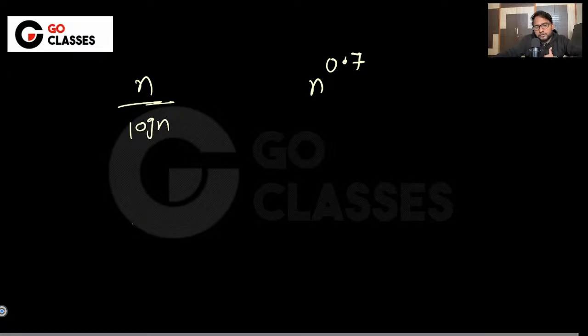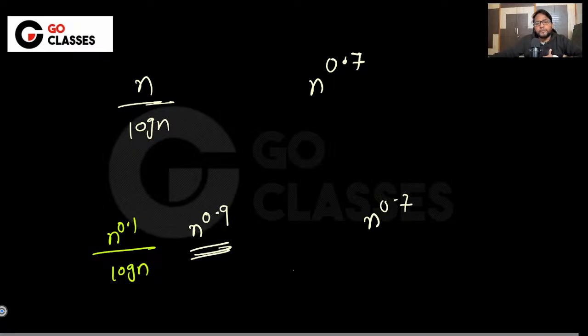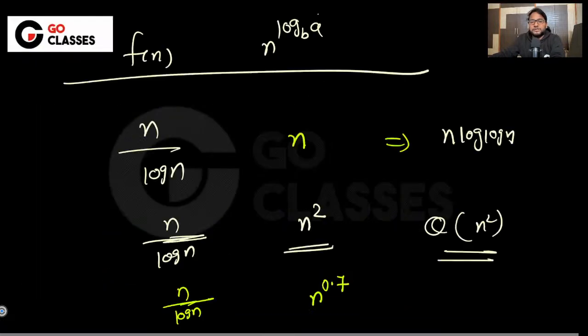Even if you divide by log n. So basically n to the power even 0.1 can handle this, right? And n to the power 0.9 will remain, and this is n to the power 0.7. Obviously this is greater, right? This is polynomially greater. Okay, this is polynomially greater. So in this case, what is the answer? Since this is polynomially greater, that's why theta of n upon log n is the answer, right? Theta of n upon log n.